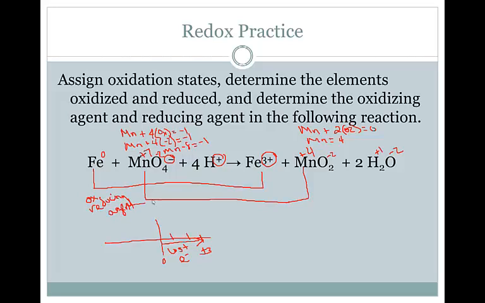But let's double check that on the number line. So, manganese, 1, 2, 3, 4, 5, 6, 7, starts at a plus 7, 1, 2, 3, 4, and it goes to a plus 4. It's becoming more negative, meaning it's gaining electrons, reduced. So if it's reduced, that means it's the oxidizing agent.